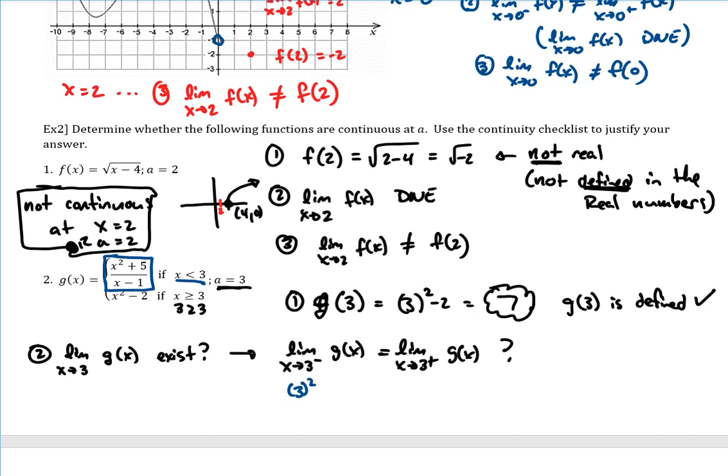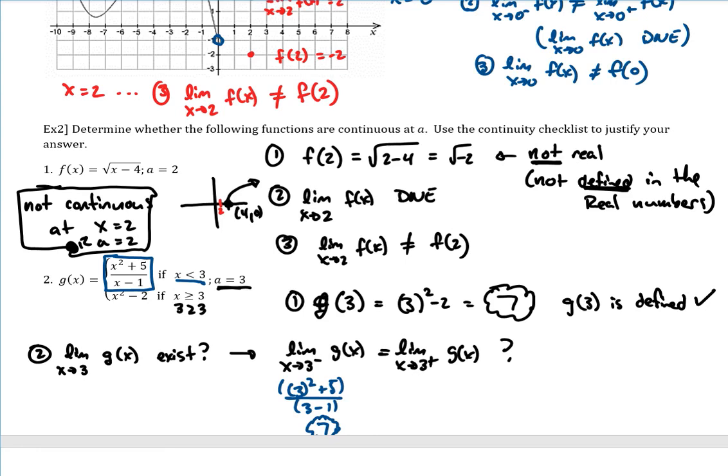So I have 3 squared plus 5 over 3 minus 1. And then 3 squared is 9 plus 5 is 14. 3 minus 1 is 2, so we'd have 14 over 2, which becomes 7. Okay, I didn't give myself the biggest amount of space, so sorry about that. You can always use parentheses to help, but it was 9 plus 5 is 14, 3 minus 1 is 2, so 14 divided by 2 is 7.